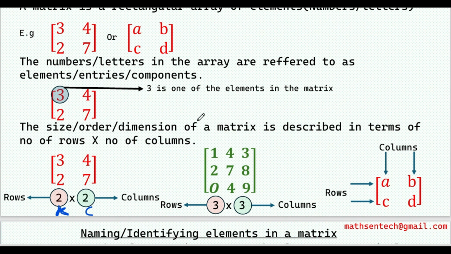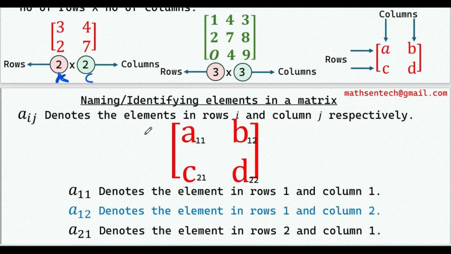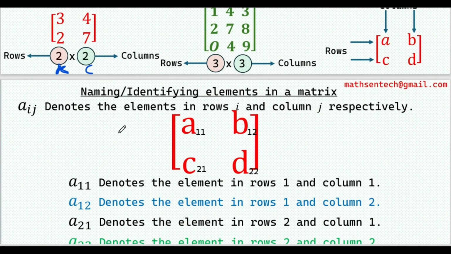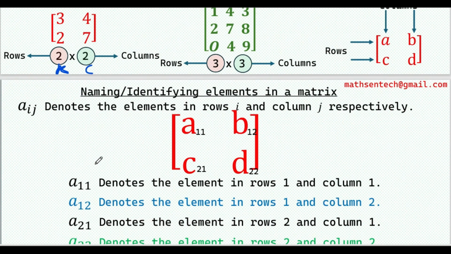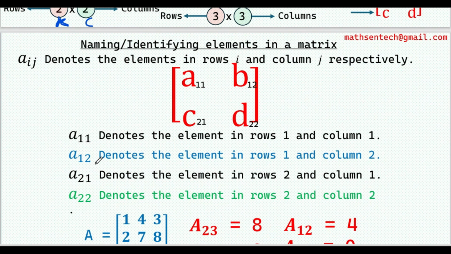I took my time to do this infographic so you can see it and have an easy time. The next thing is naming the elements in a matrix. We have different elements in a particular matrix, so how do we name them? How do we name the position of each element? We want to identify the elements in a given matrix. For example, we have a matrix here: A, B, C, D. In what position is B?